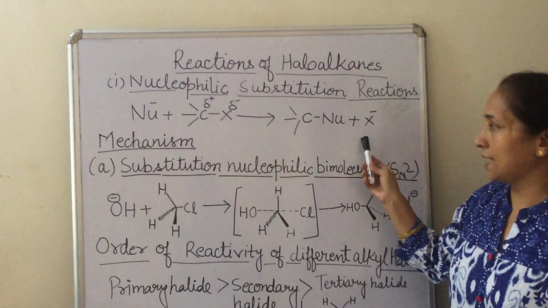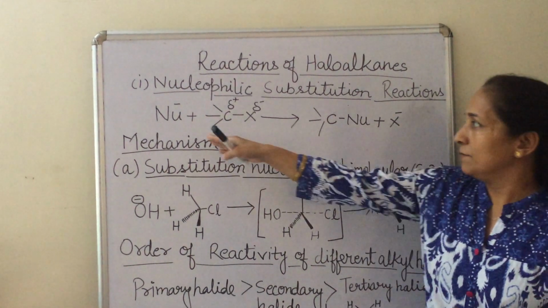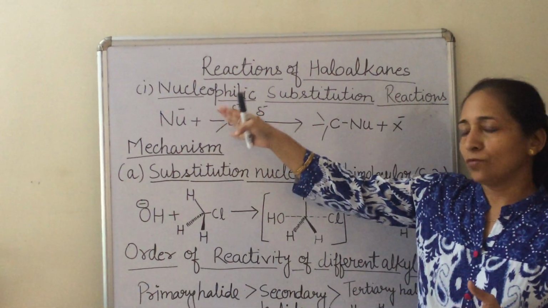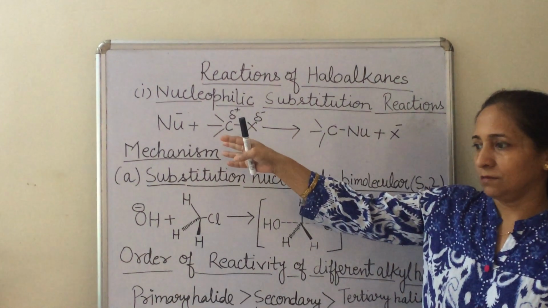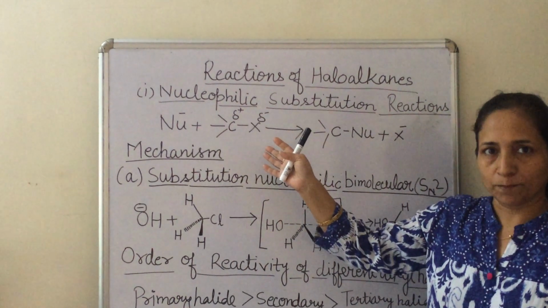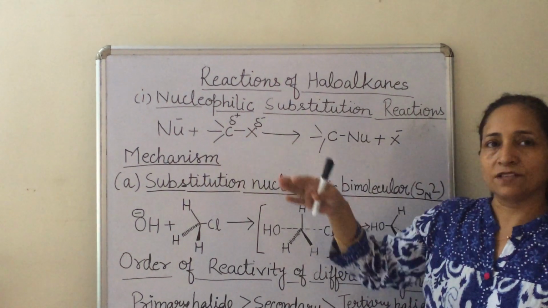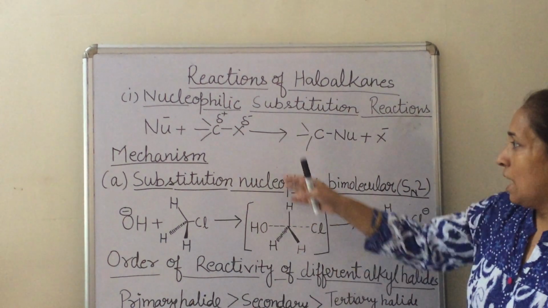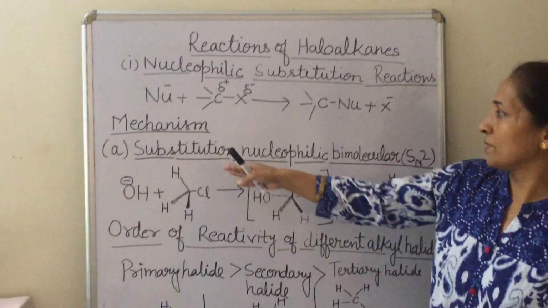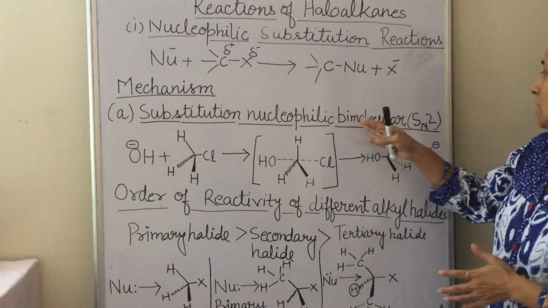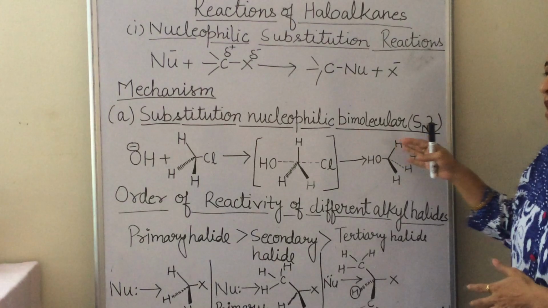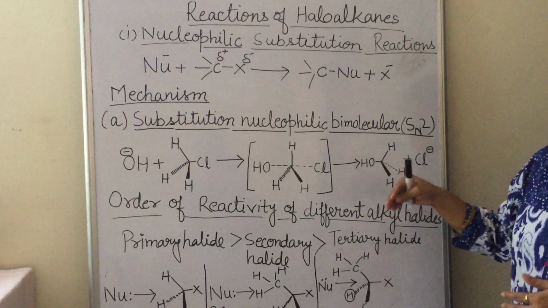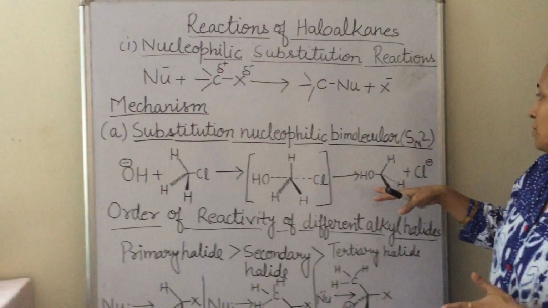as halide ion. So what is a nucleophile? A nucleophile is any substance which is nucleus loving. So they are negatively charged, or you can say they are electron rich species. Now there are two mechanisms in nucleophilic substitution. One is SN1 and the other is SN2. Today I am going to explain the SN2 mechanism.